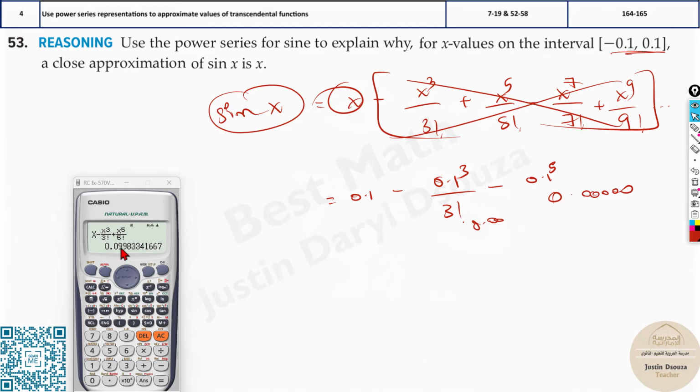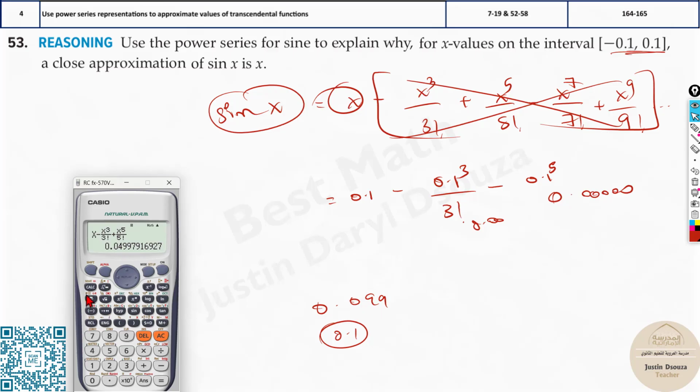Look here, it's practically the same thing. I put 0.1, it is 0.01, 0.099. If you approximate it, it'll become 0.1. That's what they are saying. If you put in any value, let's try 0.05, which is within this range. Now the answer is almost 0.05 itself.